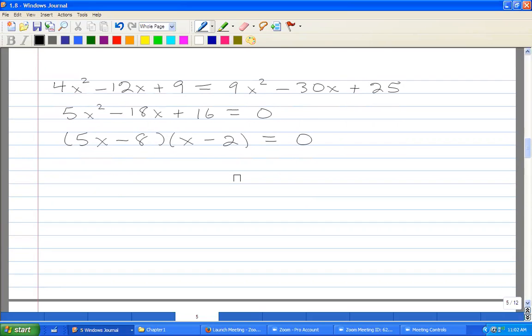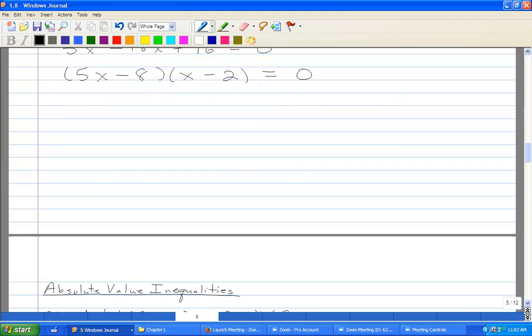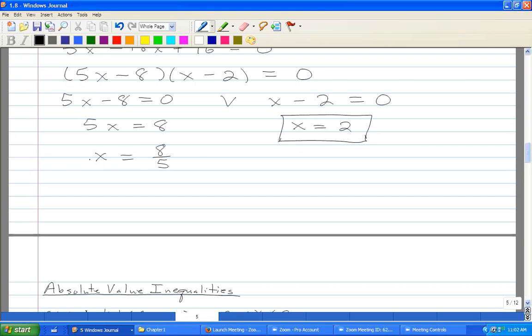Set each factor equal to 0 by the zero factor property, and solve for x. Add 8 to both sides of your equation. Divide by 5. Add 2 to both sides of your equation. And so I have 2 solutions to this equation.